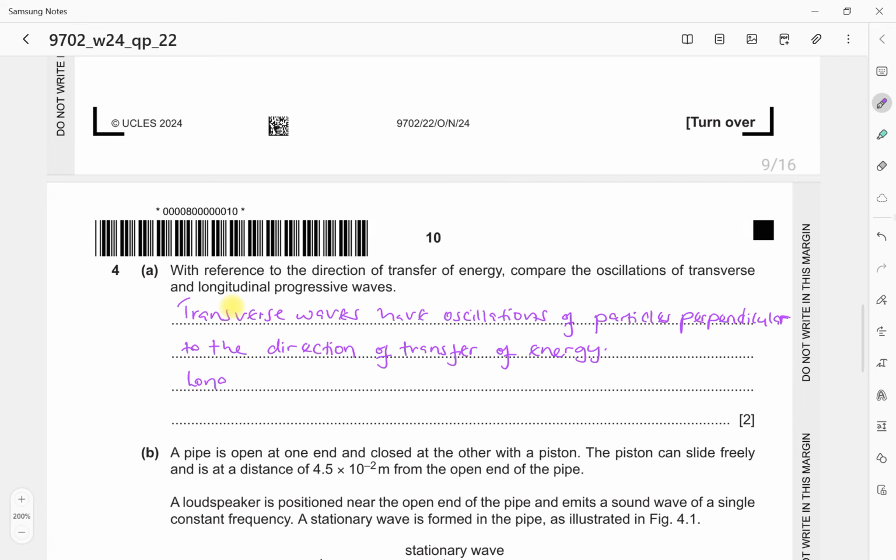Then longitudinal waves have oscillations of particles parallel to the direction of transfer of energy.